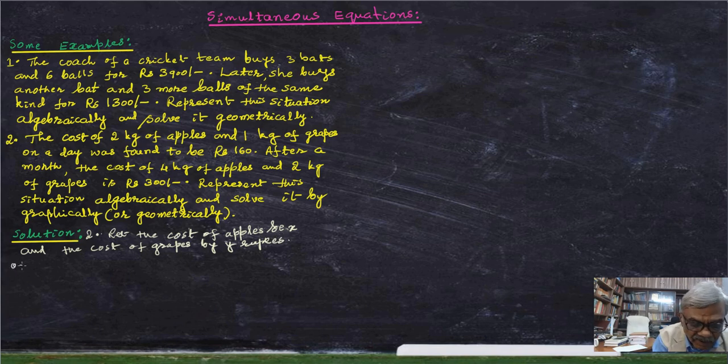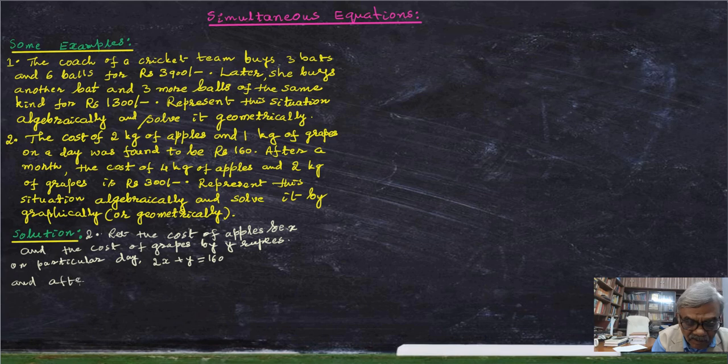On a particular day, he purchased 2 kg of apples and 1 kg of grapes, and that means 2x plus y is equal to how much he paid? He paid 160 rupees.